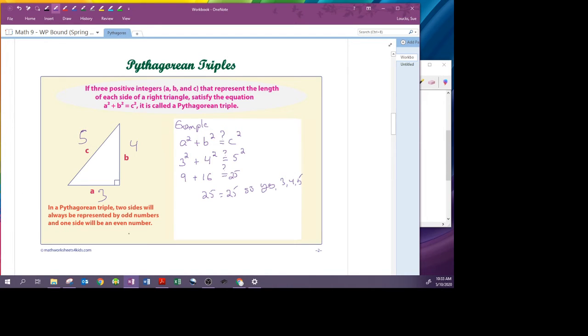Okay, let's do another example. If my side lengths, instead of being 3, 4, 5, were 4, 5, 6, does 4 squared plus 5 squared equal 6 squared? Well, 4 squared is 16, 5 squared is 25, and 6 squared is 36. I should put a question mark up there. 16 plus 25 equals 41. Well, 41 does not equal 36. So 4, 5, 6 is not a Pythagorean triple.